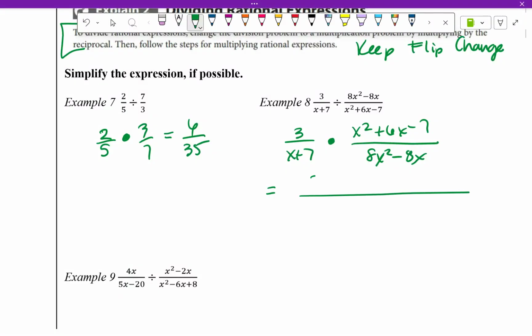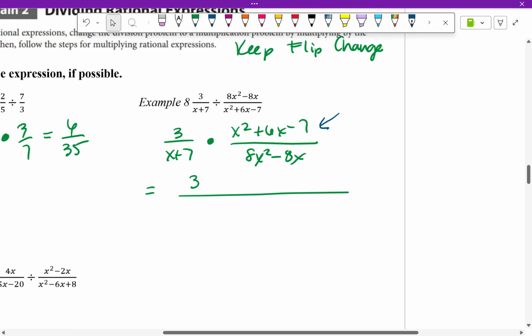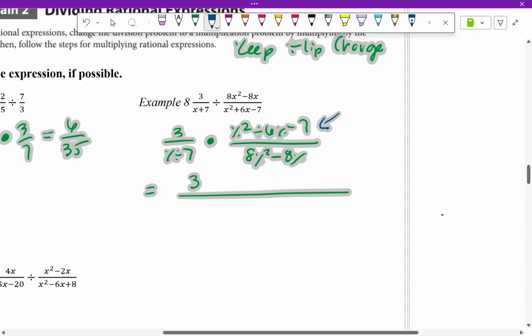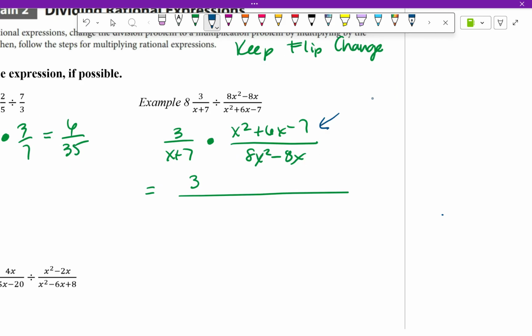There's not much I can do with the 3. I like to go across the numerator. So across the numerator there, what type of factoring is that? Magic X. So I need 2 numbers that multiply to -7 and add to 6. What do we think? -7 and +1? +7, -1. Okay, so x plus 7 times x minus 1. This denominator here, not much I can do. I'm just going to write down x plus 7.